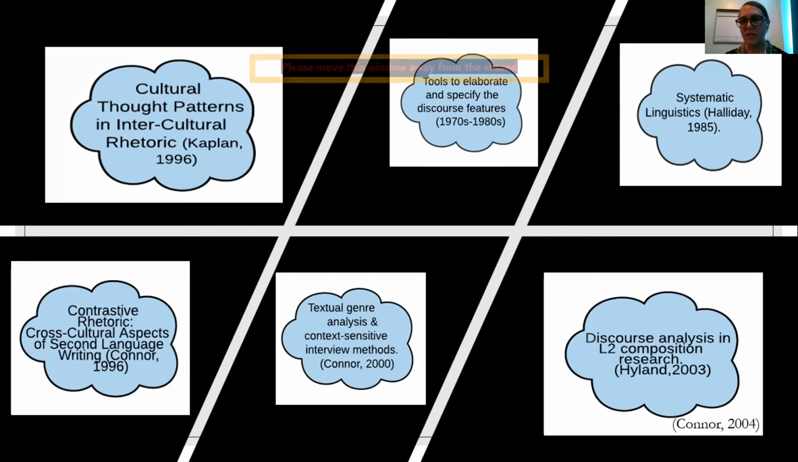Connor's 2000 genre study included both textual genre analysis and a context-sensitive interview method investigating the differences and similarities between grant proposals written by humanists and scientists. Disciplinary cultures were studied, not ethnic cultures. Hyland 2003 strengthens the case for the use of discourse analysis in L2 composition research. This paper highlights the increasing interest in L2. To sum up, text analyses, genre analyses, and corpus analyses are all essential for intercultural rhetoric research, while concentrating on the notion that small cultures interact with big national cultures as data is collected, analyzed, and interpreted (Connor, 2004).